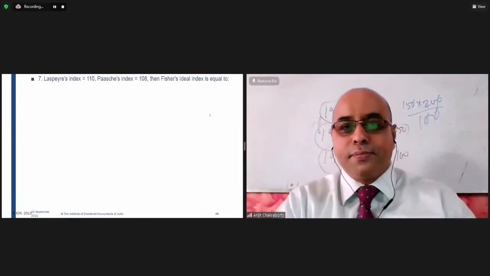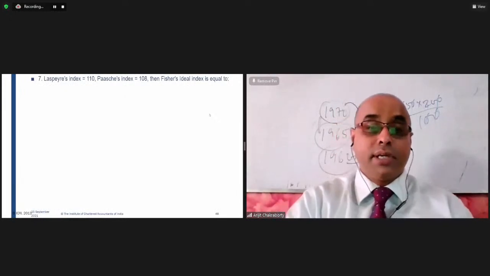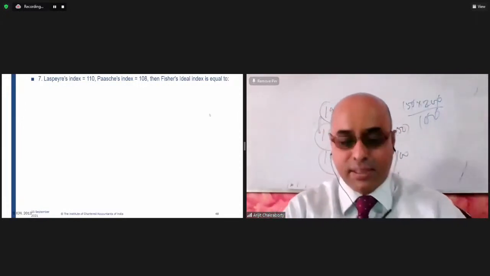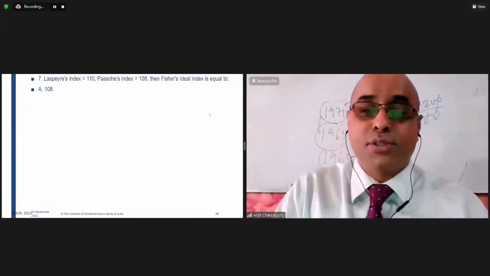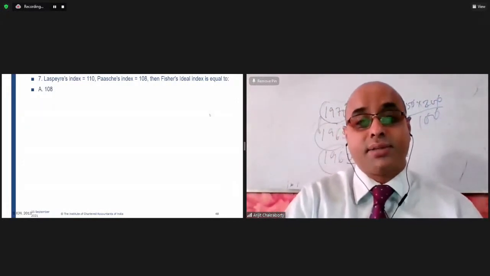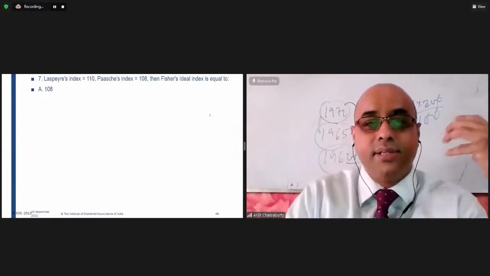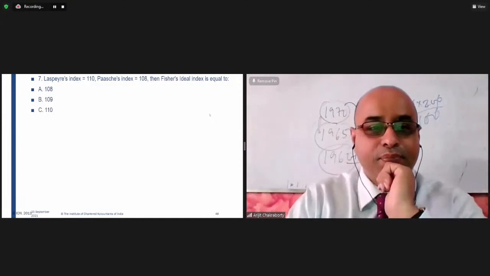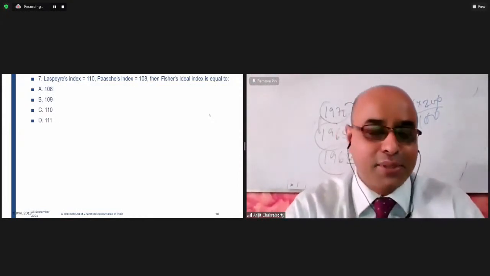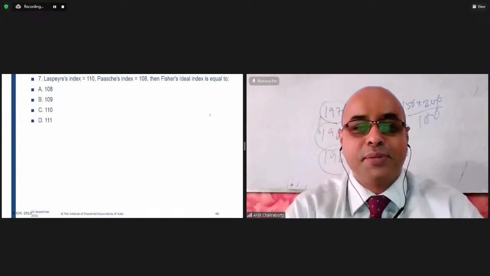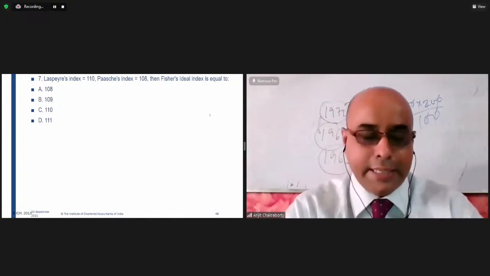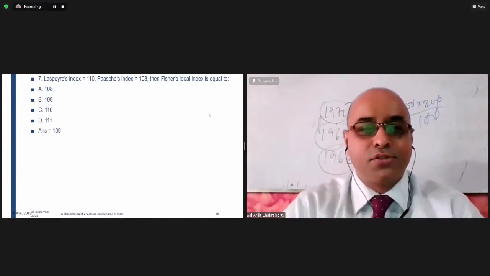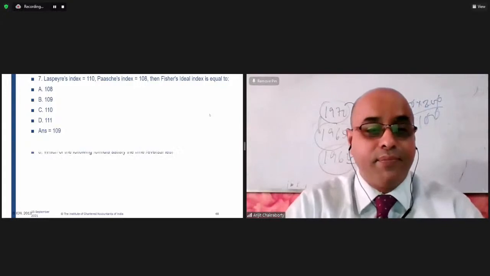The seventh question, I think there's a numerical. Last period's index is 110, past year's index is 108. I think we have done a problem very similar to this. What will be the answer for Fisher's ideal index? We know Fisher's ideal index is the square root of the product of last period's index and past year's index. Just find it out and check. Options are given, I'm not working this out, I just check the answer. So 110 into 108, take the square root and see the answer. It should be, I think, 109, which is option B.